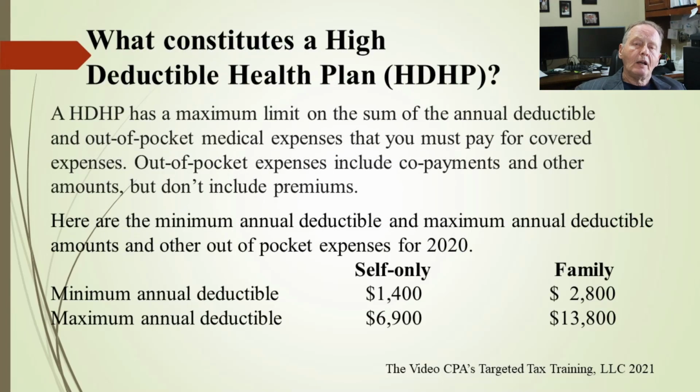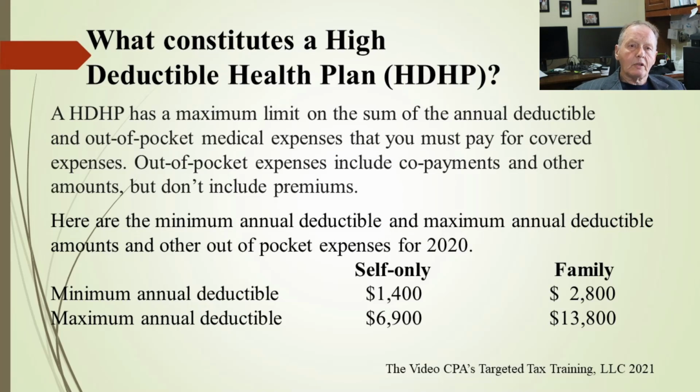But what constitutes a high deductible health plan? The IRS has defined this, and they've divided it between the individual plan, the self-only plan, and the family plan. They're saying the minimum annual deductible on your self-only plan has to be at least $1,400 a year, and the family plan has to be $2,800. The maximum annual deductible is $6,900 for a single plan and $13,800 for a family plan.